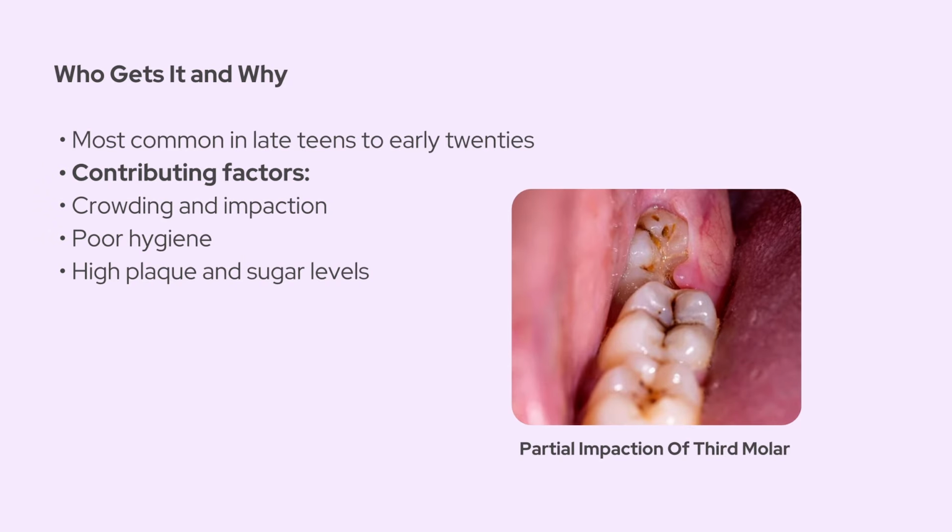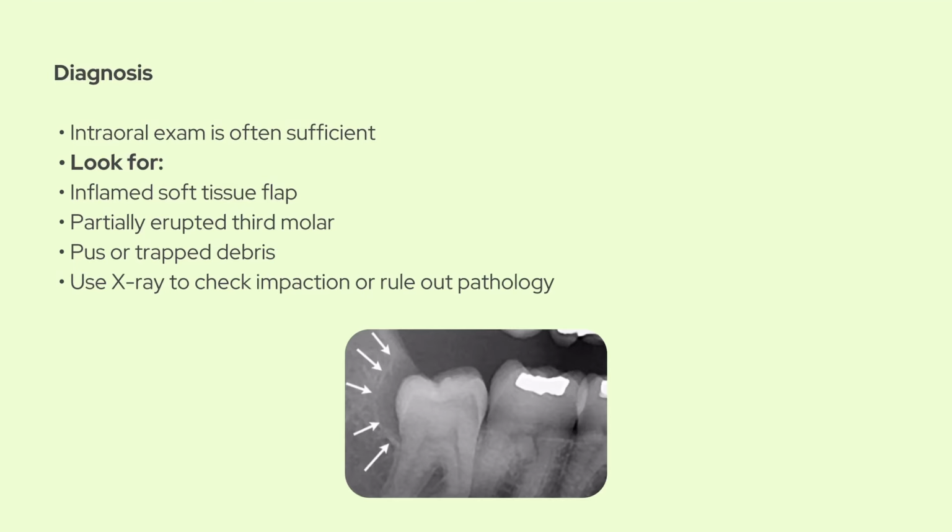Age-wise, you're going to see this the most in people late teens to early 20s, basically around the time when third molars try to erupt. Things that contribute to it include limited space in the arch, crowding, poor hygiene in that area, or just generally high plaque and sugar levels in the mouth.